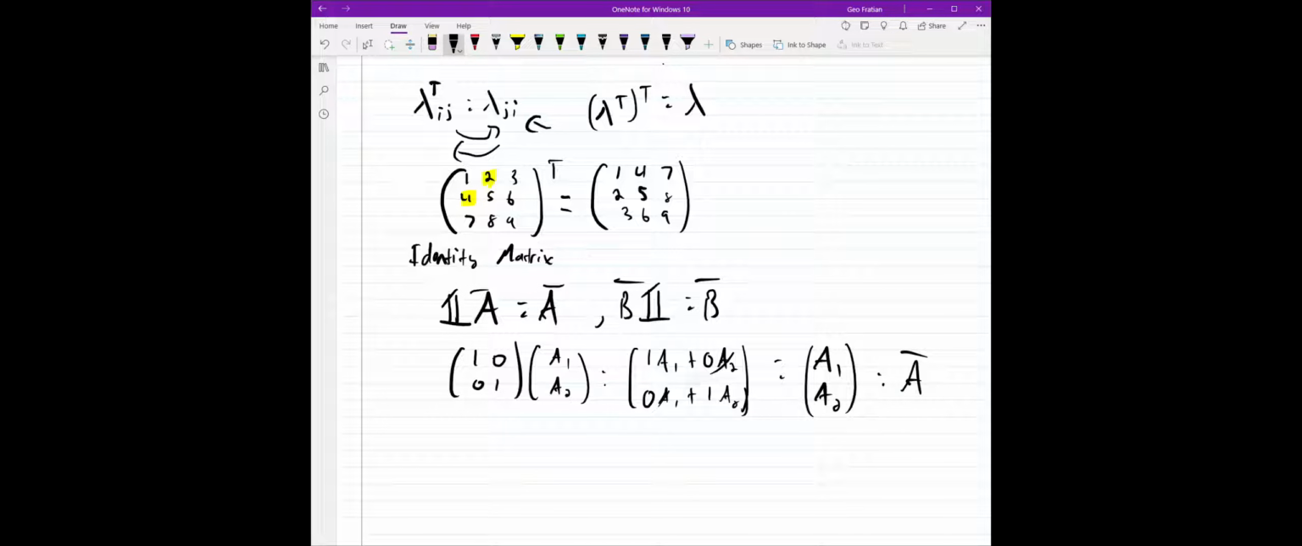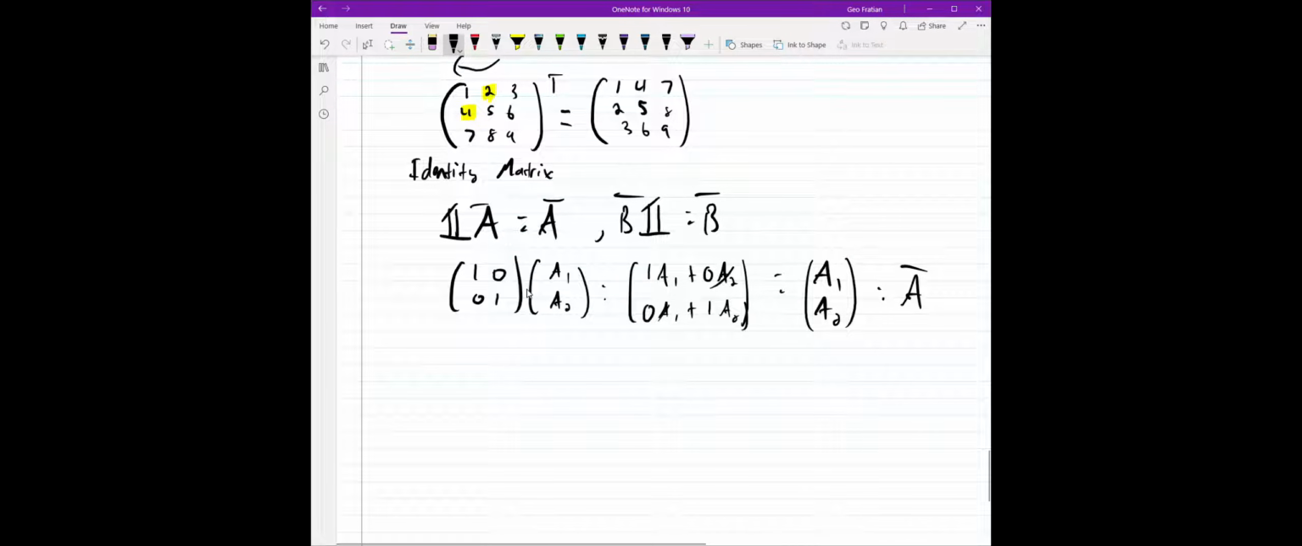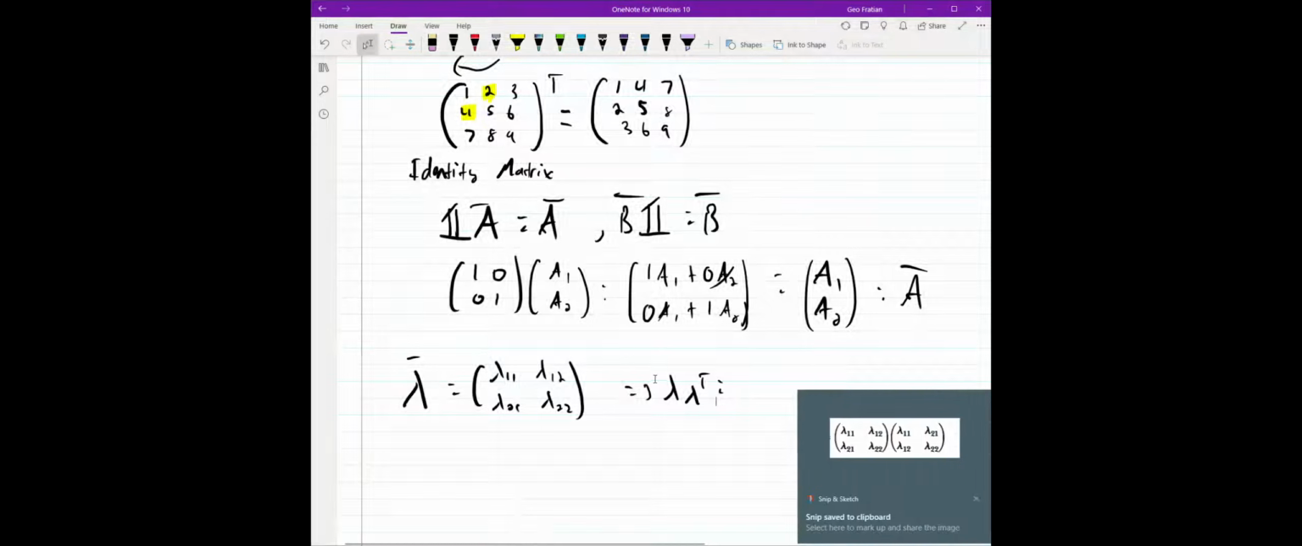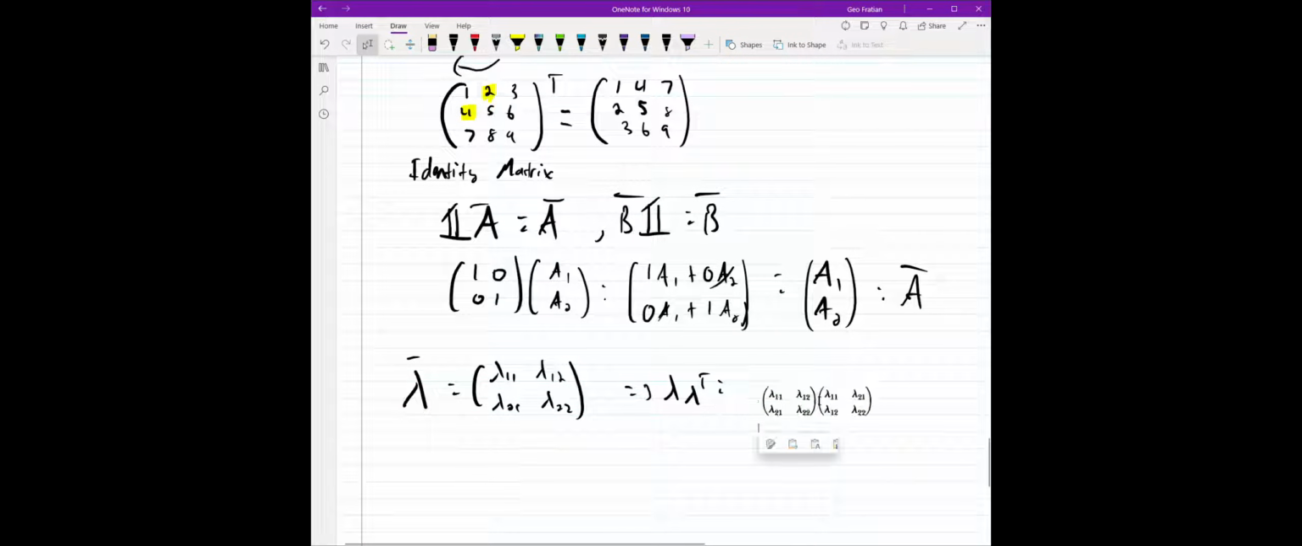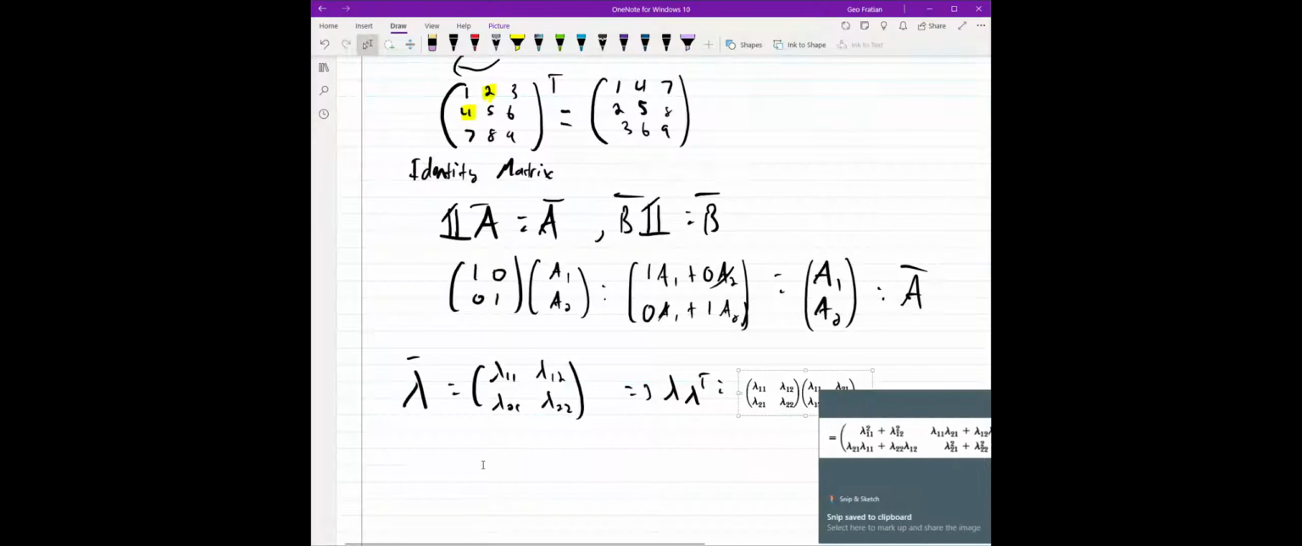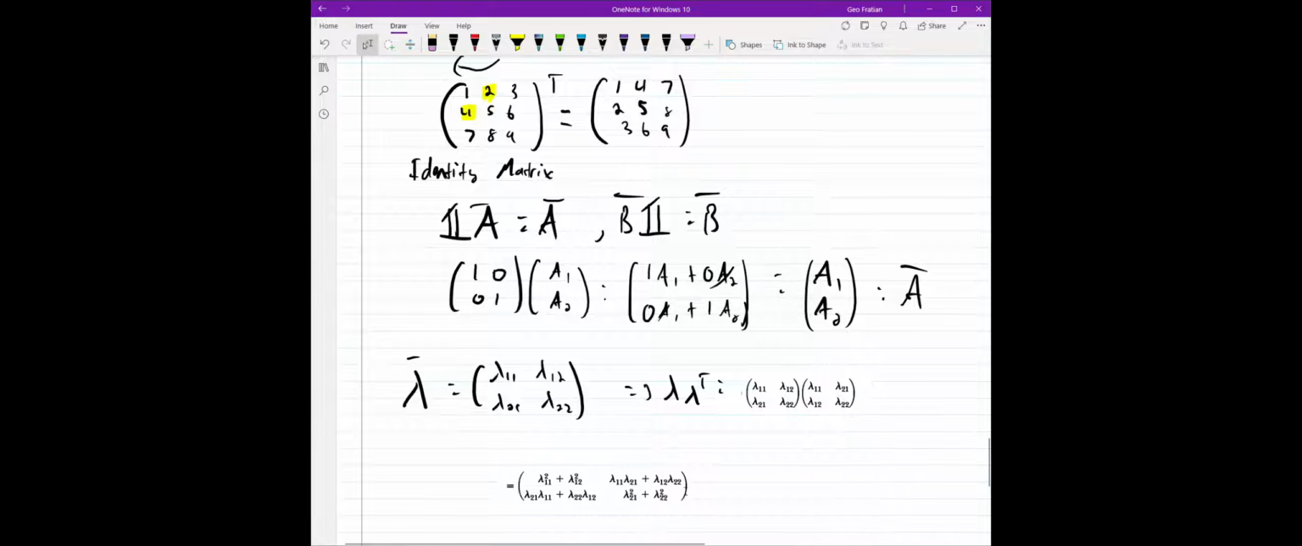So we can consider the orthogonal rotational matrix lambda. Remember, lambda as a matrix is equal to lambda 1,1, lambda 1,2, lambda 2,1, lambda 2,2. We can multiply by its transpose and see what happens. So lambda times lambda transposed is equal to, which if we do the math, is this right here.